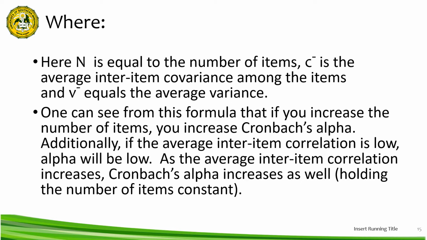So one can see from this formula that if you increase the number of items, you increase Cronbach's alpha. Additionally, if the average inter-item correlation is low, alpha will be low. As the average inter-item correlation increases, Cronbach's alpha increases as well, holding the number of items constant.